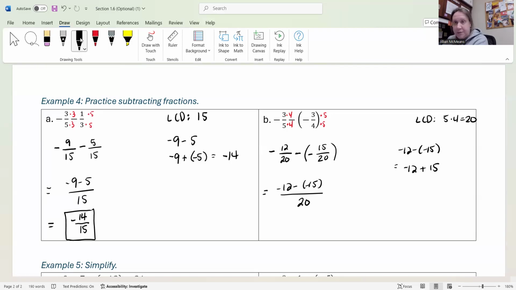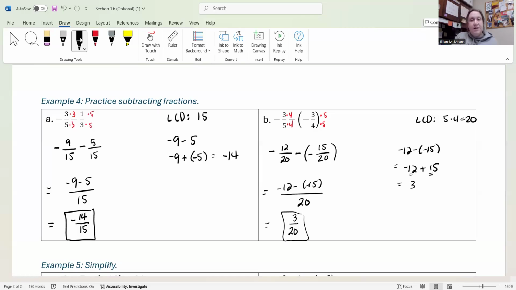That means we subtract the absolute values. The absolute value of negative 12 is 12. The absolute value of 15 is 15. 15 minus 12 is 3. But then you have to ask yourself, is it positive or negative? Well, I had 12 negatives, but I had 15 positives. Since I had more positives than negatives, the result is going to stay positive. So this over here just becomes 3/20. And at this point, you would look to see if you could simplify. 3 and 20 have no common factors, so that would be your final answer.